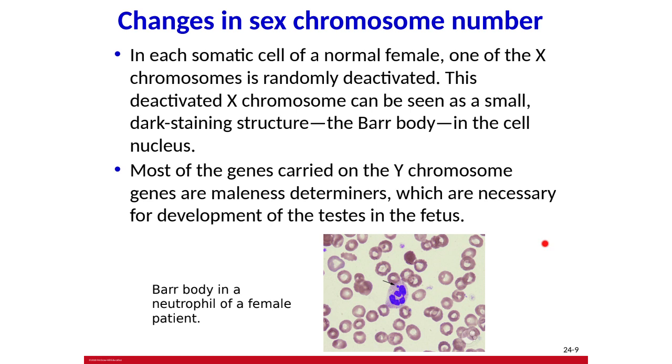Well, the Y chromosome is different. We don't have Barr bodies for Y chromosomes, but the Y chromosome is relatively small. It's one of the shortest chromosomes there is. And it really just has genes that help to determine maleness. So these are called maleness determiners. These are necessary for things, for example, like the development of testes in the fetus. And so it's not as big a deal if you have, say, 2 Y chromosomes.